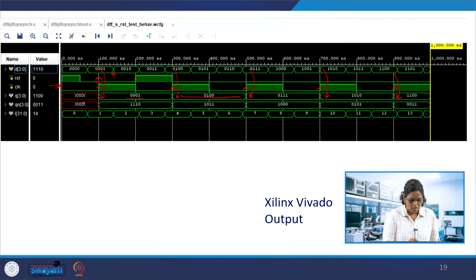Okay. So Qn is the complement of this, every bit complemented, every bit tilde, every bit complemented, and that is the output of Qn.